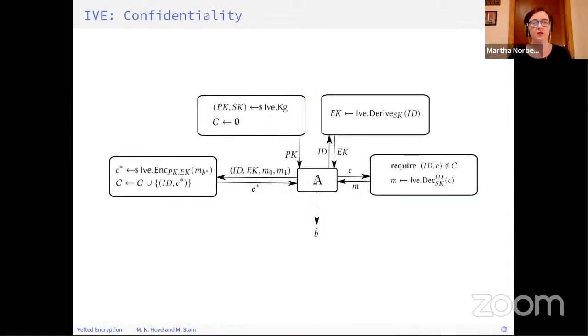We also have confidentiality, which is reminiscent of indistinguishability for public key encryption schemes. So here the adversary gets the public key of the scheme as well as access to a derivation oracle. And here she can specify identities, encryption keys, as well as two messages M0, M1, but she's not able to distinguish between encryptions of either M0 or M1.